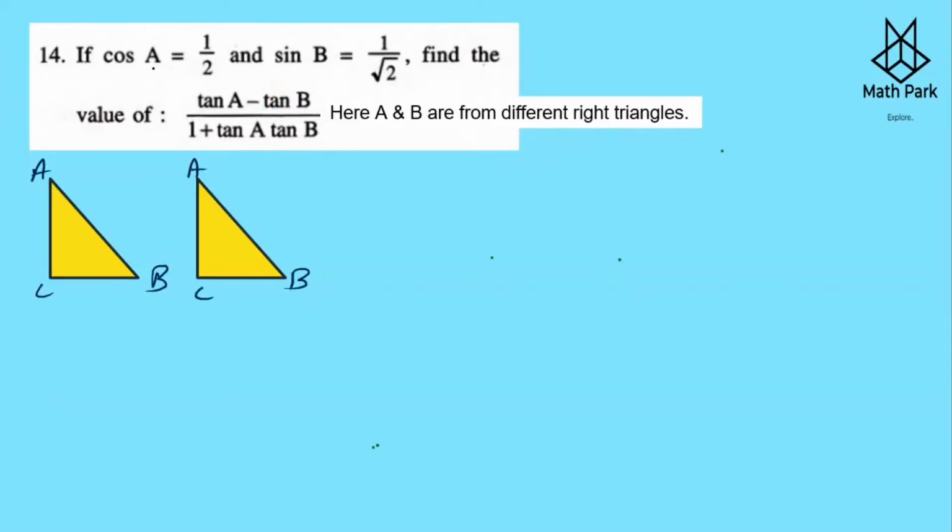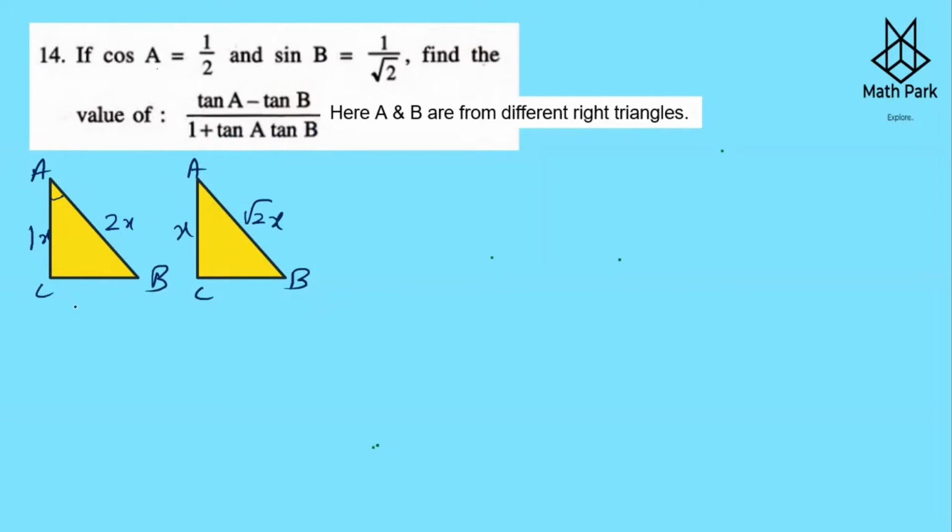So first we have cos A. When we are talking of cos A, so this A is of this triangle. So cos A is adjacent upon hypotenuse. So this is 1 and this is 2, 1x and 2x. And when we are talking of sine B, we'll be using another triangle. So sine B is 1 upon root 2. So it is x and root 2x becomes the hypotenuse. So we are now asked to find the value of tan A minus tan B upon this.